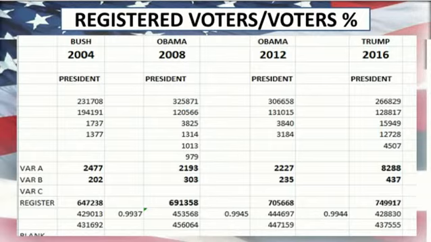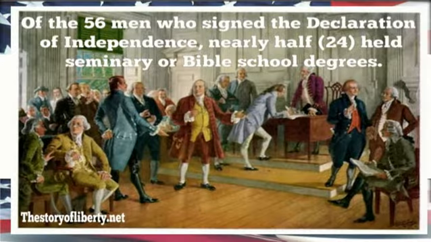Okay, and then the next slide would be, of the 56 men who signed the Declaration of Independence, nearly half held seminary or Bible school degrees. And this is going back to the beginning of time when America was first created. I mean, half of our forefathers had seminary or Bible school degrees. What does that tell you? That tells you that America was founded by those that had Bible school degrees, right? I'm not going to say if they were Christians or not, but they had Bible school degrees. That's nearly half of them.